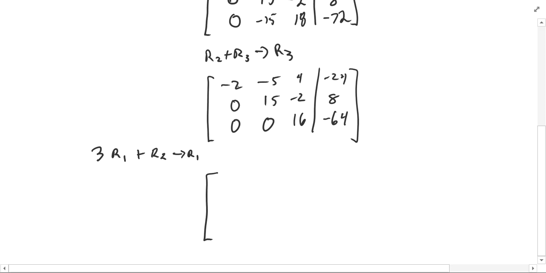So 3 times negative 2 is a negative 6, plus 0 is a negative 6. And I'm putting it in the first row. Let me go ahead and fill in the others because they're going to stay the same.